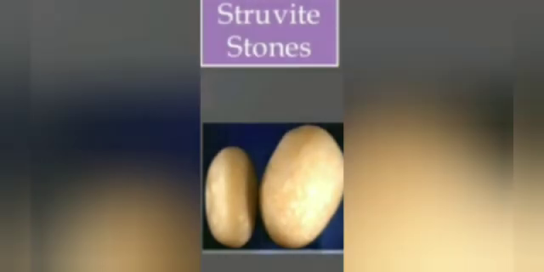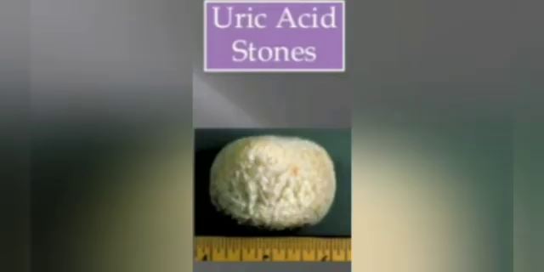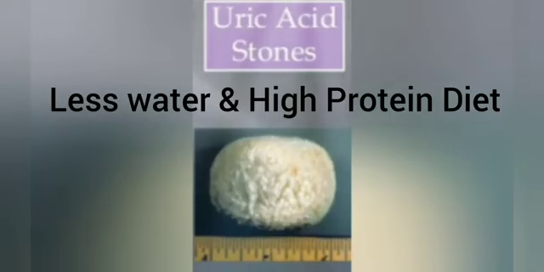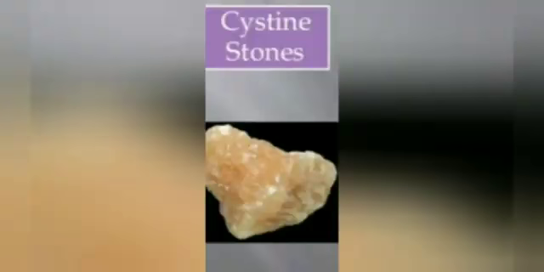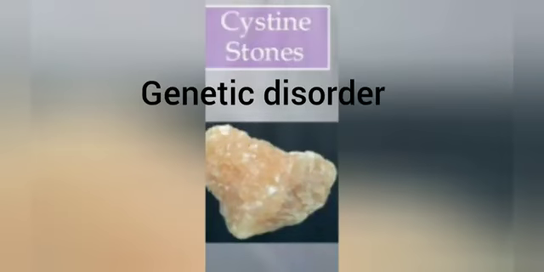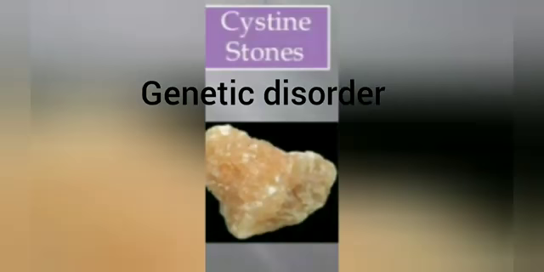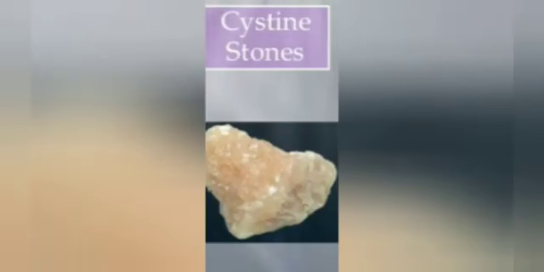Then uric acid stones. People who don't drink enough water or consume high protein diet can suffer from this type of stones. Then coming towards cystine stone, it is a kind of genetic disorder that causes kidney to excrete too much of certain amino acid.